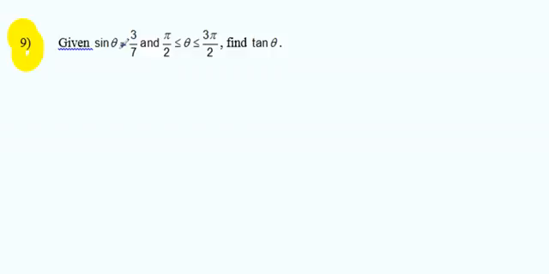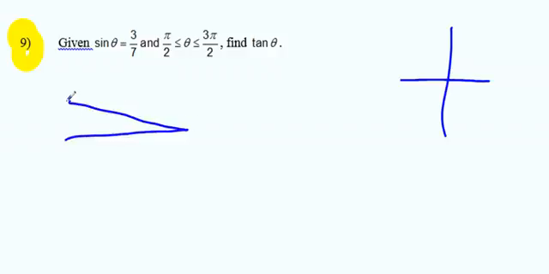Sine of theta is 3 over 7. And we know that the angle is between pi over 2 and 3 pi over 2. Between pi over 2 and 3 pi over 2, that puts us in either of the left quadrants, 2 or 3. Since sine is positive, that actually tells us that we have to be in quadrant 2. So we can draw our triangle as if it were in quadrant 2.